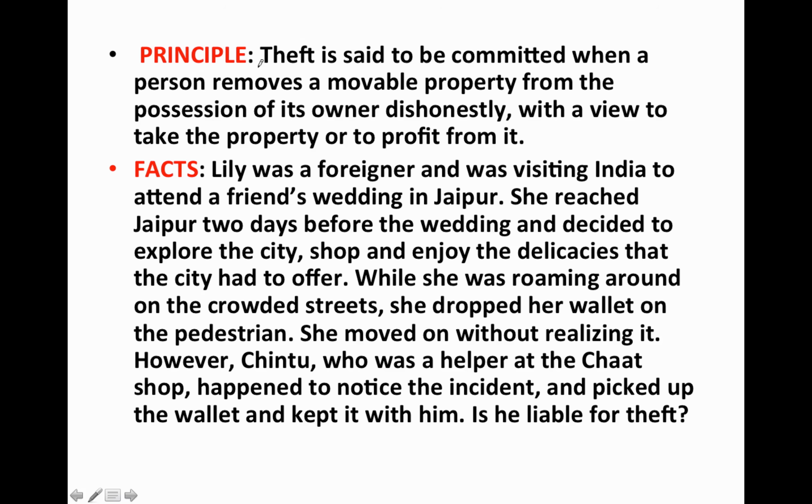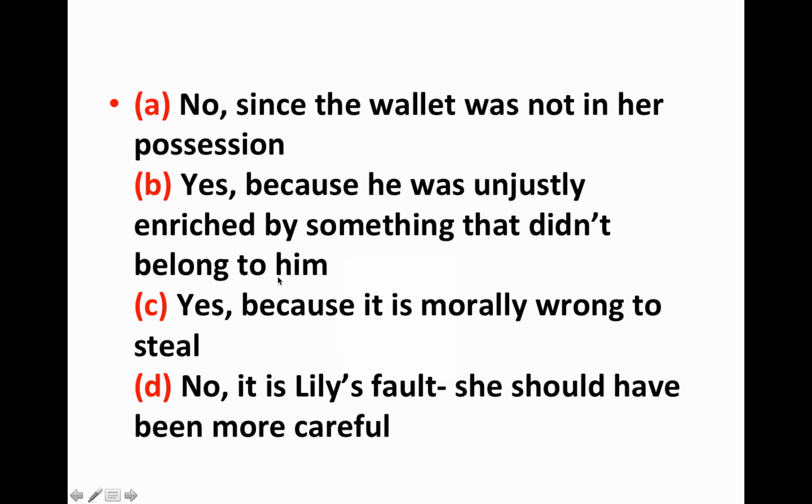In this case, the principle says theft is said to be committed when a person removes a movable property from the possession of its owner. The key words here are from the possession of its owner, dishonestly, with a view to take the property or to profit from it. So, coming to the facts now, Lily, who is a foreigner, is visiting India to attend a wedding in Jaipur. She reaches Jaipur 2 days before the wedding and she decides to explore the city, shop, and enjoy the delicacies.